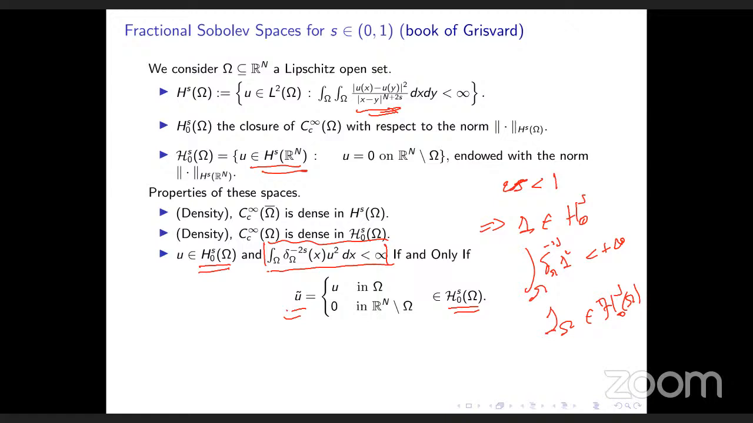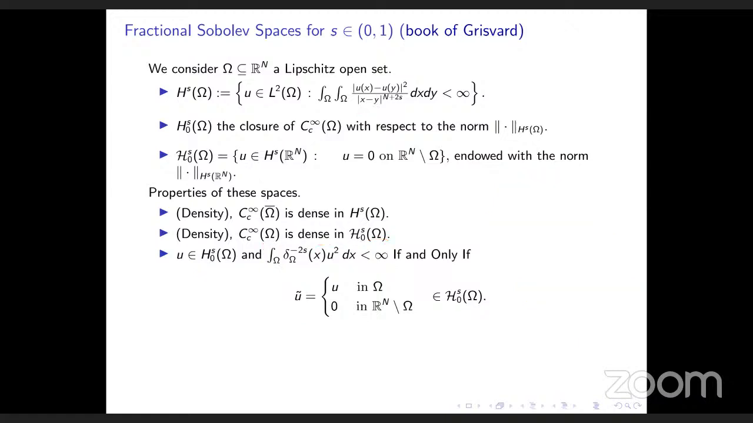So this is a nice way to find out whether certain functions also belong to calligraphic H^s(Ω). But if 2s is larger than 1, this is false. And so the link between the two spaces, one can see that by just looking at the double integral. So if I look at the double integral, because H^s_0 is given by the H^s norm in R^n.